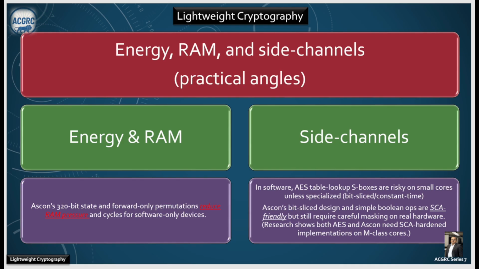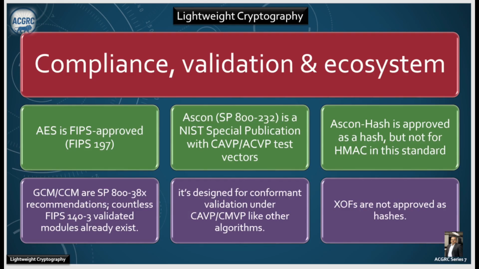From a compliance perspective, AES is approved. Ascon is a NIST special publication. It's designed for conformance validation under the CAVP or CMVP like other algorithms. Ascon hash is approved as a hash but not for HMAC in this standard. XOF is not an approved hash at this point in time.